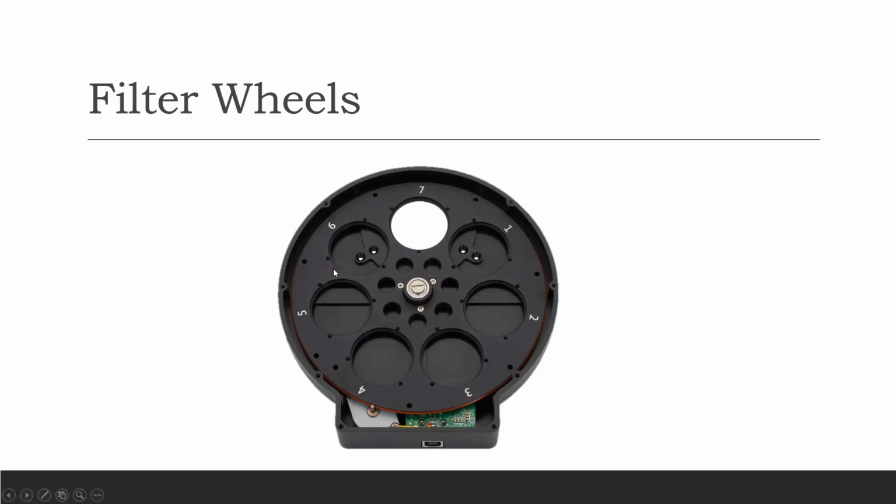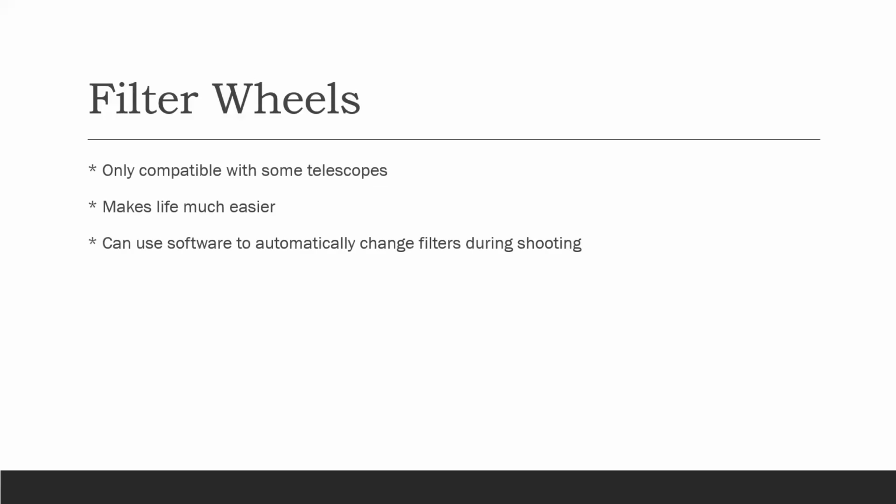It moves the filter in front of the camera and I can start shooting. That's way easier than having to go out there and physically unscrew the filter from your telescope every time you want to change. The only problem is these filter wheels are only compatible with some telescopes, like my Raza telescope. They're not compatible with others. It's just the way they're built, it won't work. But if you can use one, I'd highly recommend it. It's going to make things so much easier. And like we said, you can just use the software to do everything for you.